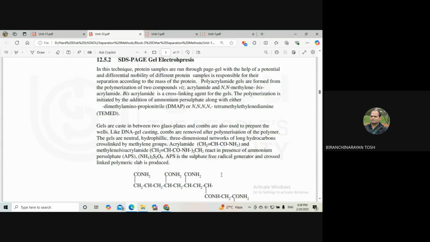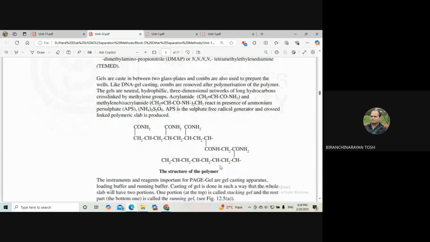The gels are neutral, hydrophilic, three-dimensional networks of long hydrocarbons cross-linked by methylene groups. Acrylamide and methylene bisacrylamide react in the presence of ammonium persulfate to give the polymer. The instruments and reagents important for PAGE are the gel casting apparatus, loading buffer and running buffer.